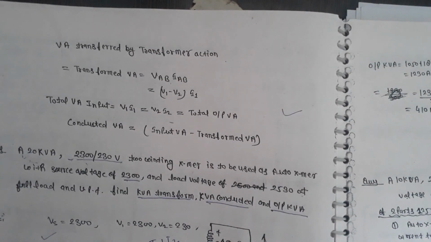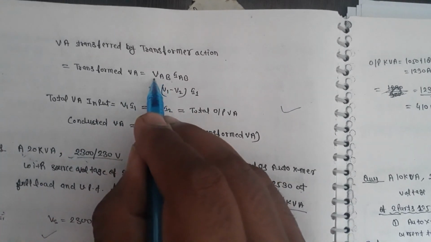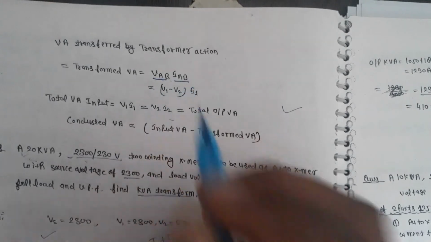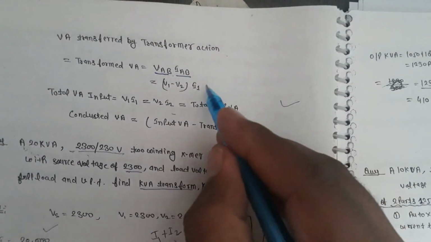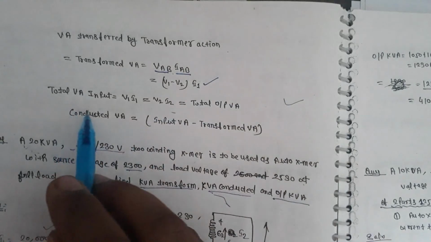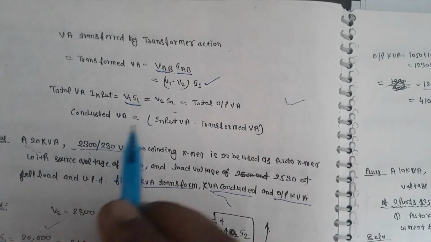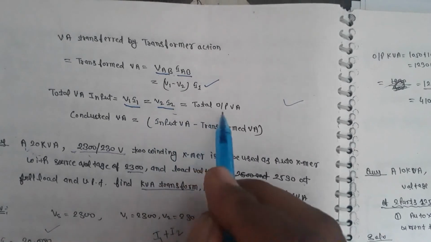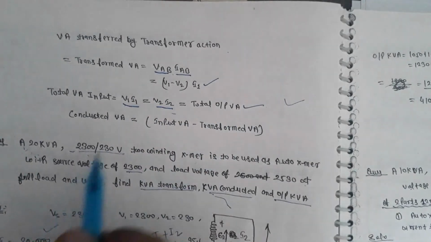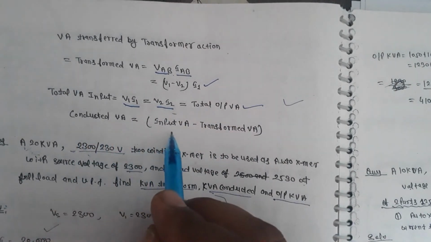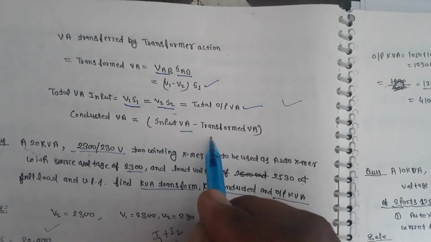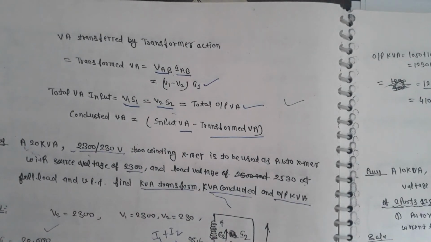Voltage ampere transferred by the transformer action is VAB into IAB. The total VA input V1 I1 equals V2 I2, the total output VA. The conducted VA is input VA minus transferred VA. This is the basic concept of the auto transformer.